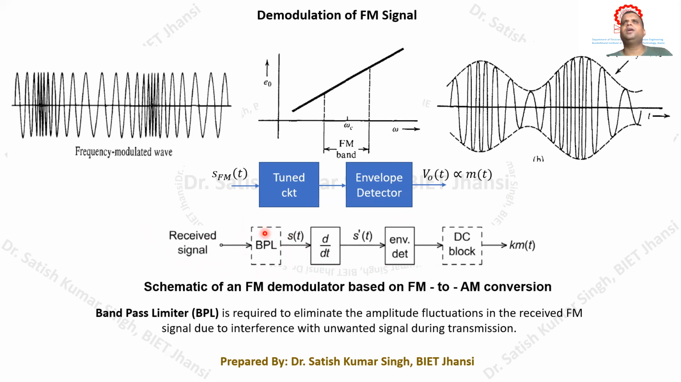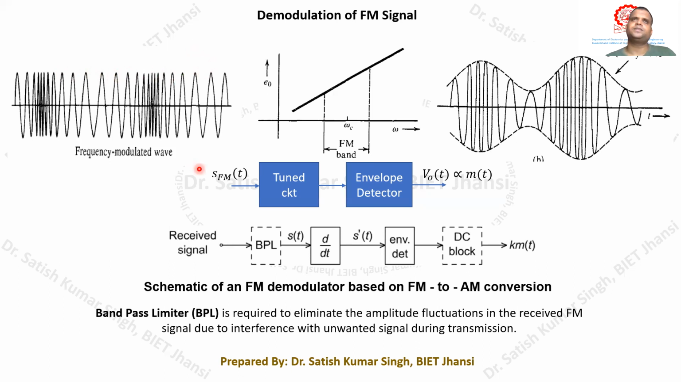Whenever we transmit an FM signal, we assume that ideally the FM signal will not have an amplitude that is time varying in nature. It should be uniform, a constant amplitude. So here we are saying that Ac is constant, the amplitude of this FM modulated signal is constant. But practically this is not happening.